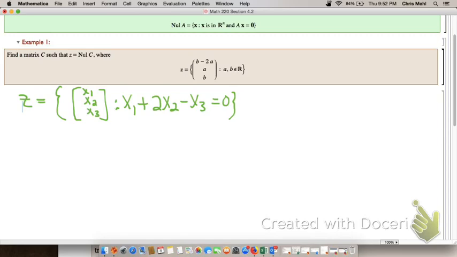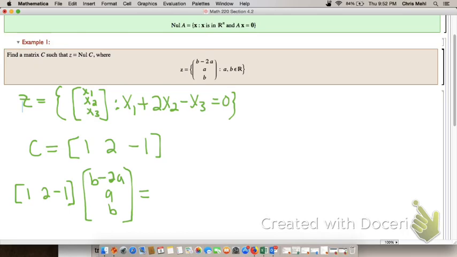To make more space, I had to rewrite our set Z, since we've rewritten it now. And what we're going to do is define the matrix C. There's a single equation here. This is a system of one equation and three unknowns. So C is going to be a 1 by 3 matrix with entries 1, that's the coefficient on x sub 1, 2, that's the coefficient on x sub 2, and minus 1. So there's my matrix C. It's a 1 by 3 matrix.